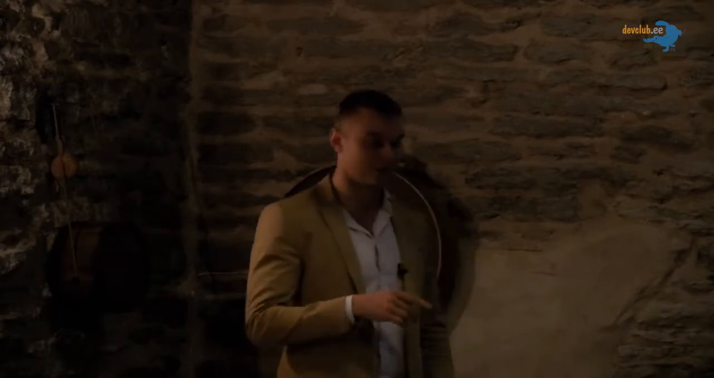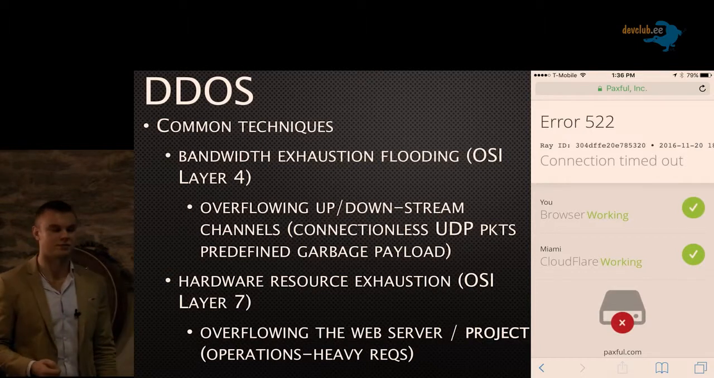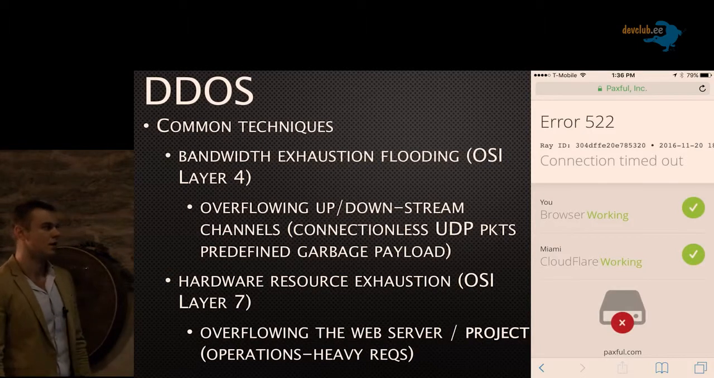And then there's layer 7 attack, which is like application specific attack. They target some operation heavy endpoints, or just the root of the project with a lot of requests, and your web server gets overflown, the memory gets full, your CGI goes down, and then you see that picture, error 504 or 522. I'm sure you have seen that in a lot of places because it's Cloudflare. It's the most popular DDoS protection because it's easy to install.